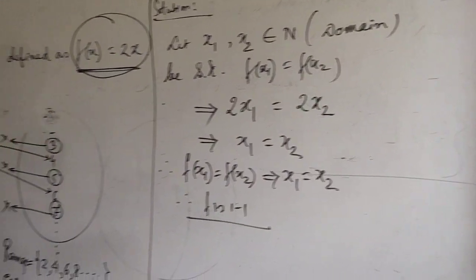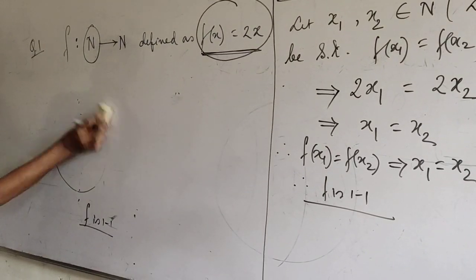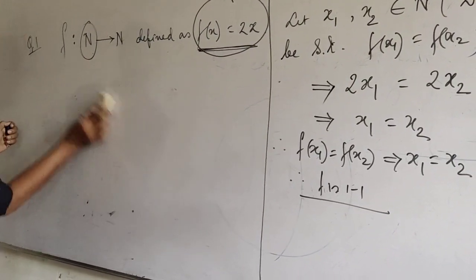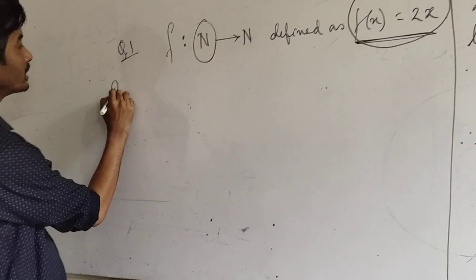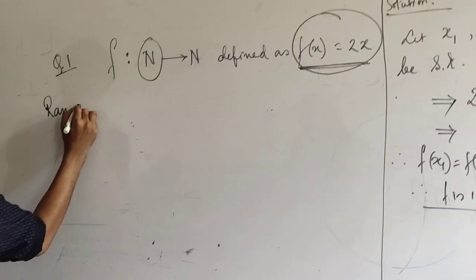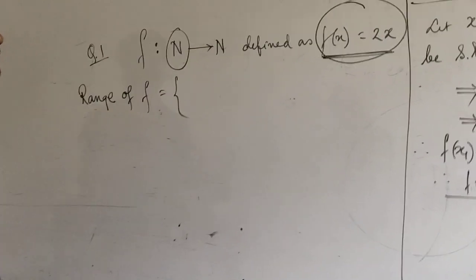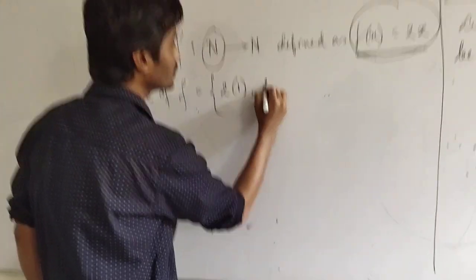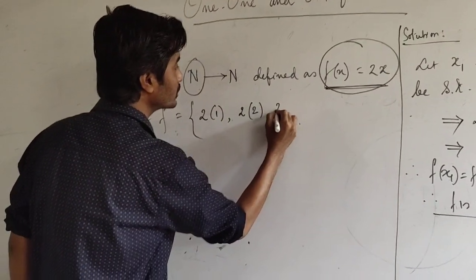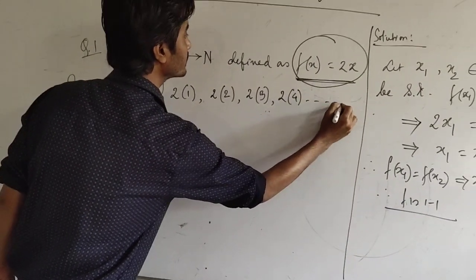Now regarding the onto part, to check whether the function is onto or not, firstly write down the range here. Range of f is equal to 2 into 1, comma 2 into 2, comma 2 into 3, 2 into 4, and so on.